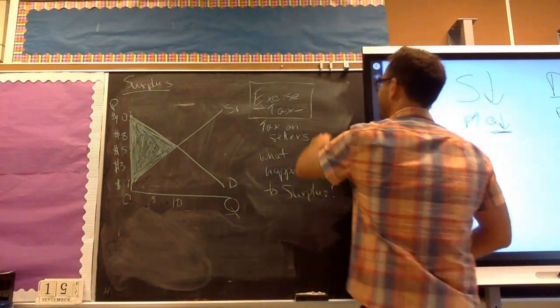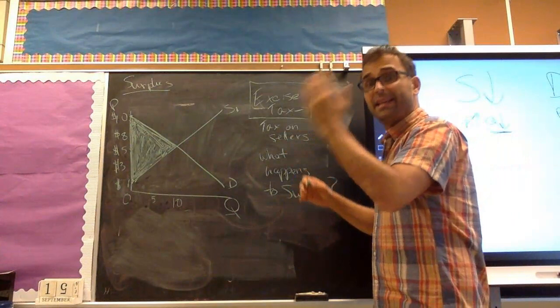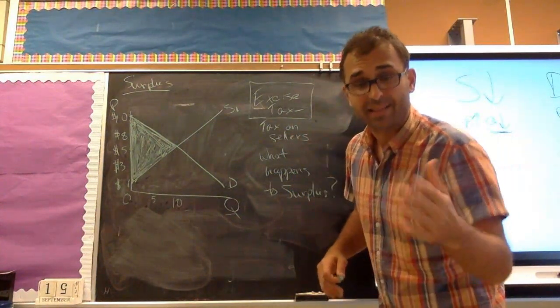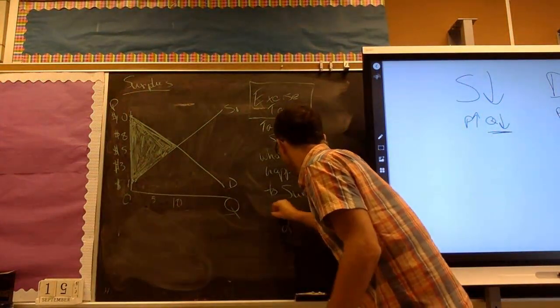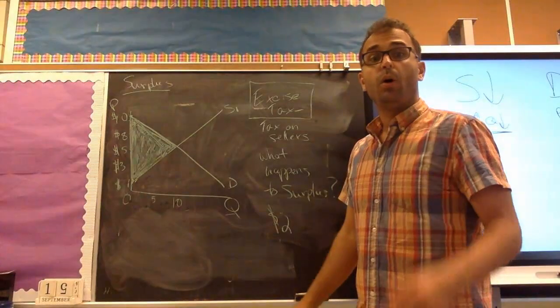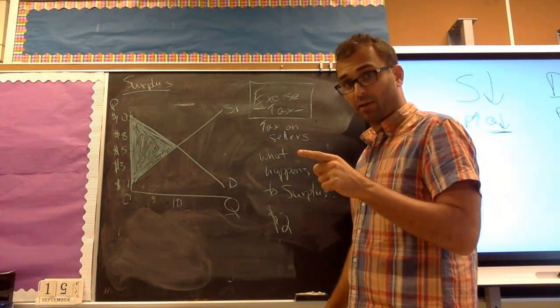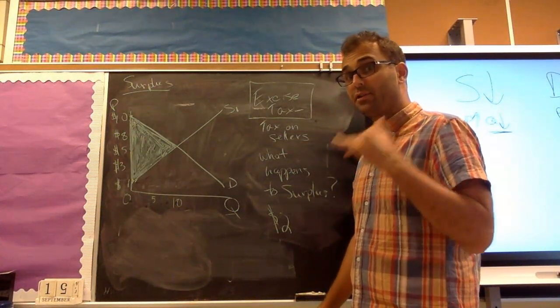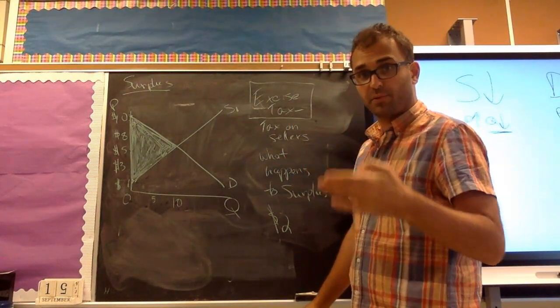An excise tax, as opposed to a lump sum tax, means that you're getting taxed on every new good produced. So let's say the government taxes suppliers $2. Well, you know from your shifters of supply, when the government taxes a product, what happens to supply? It shifts to the left, right? It costs more for each product to be produced.